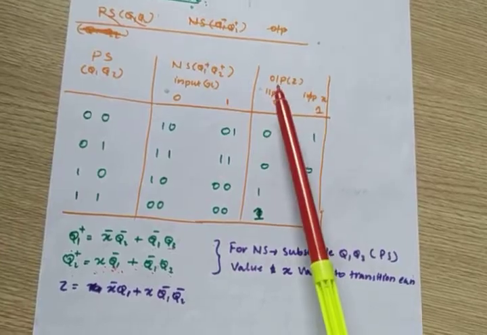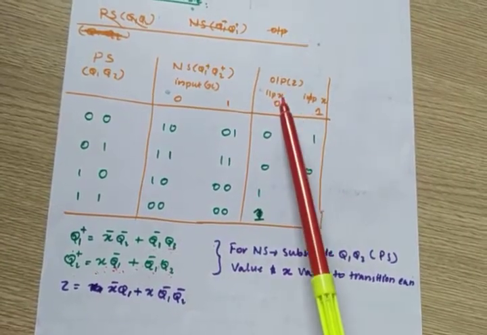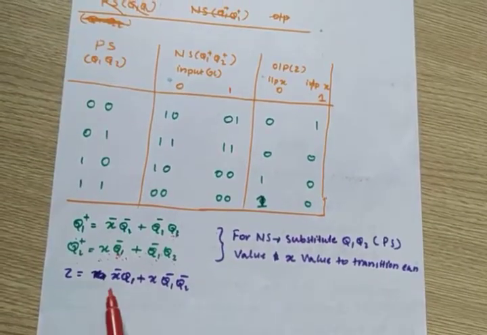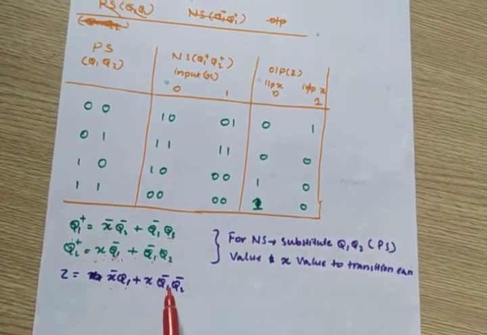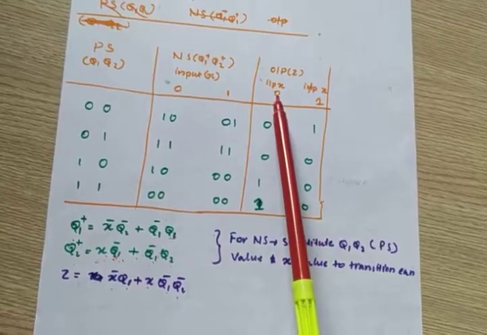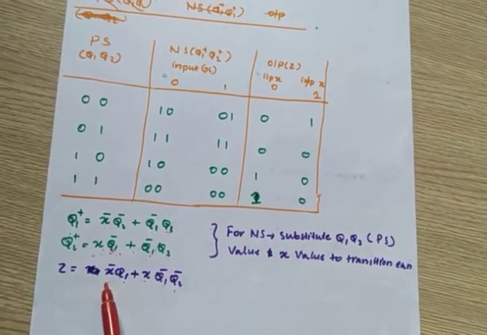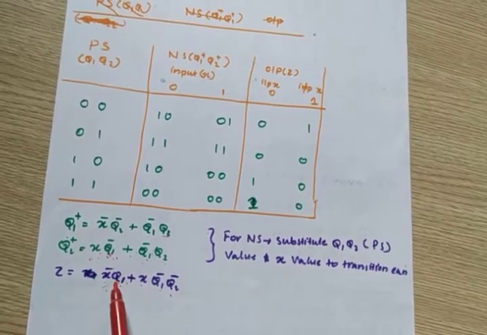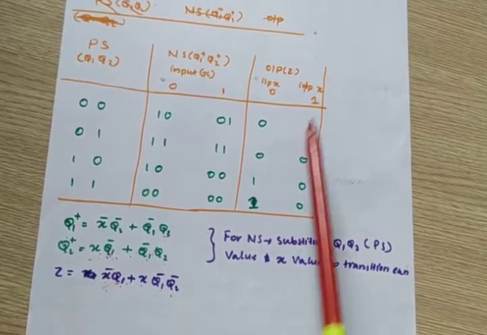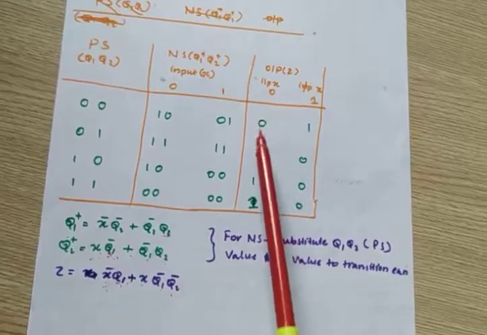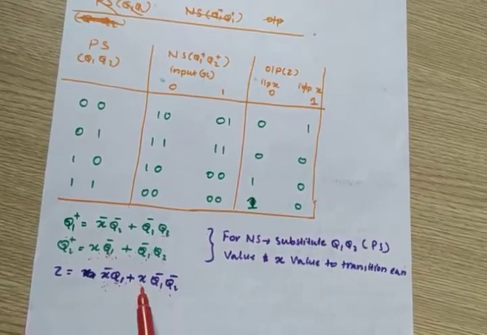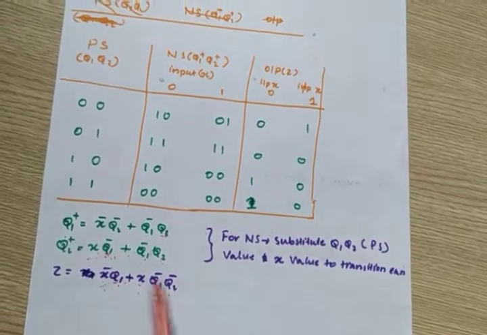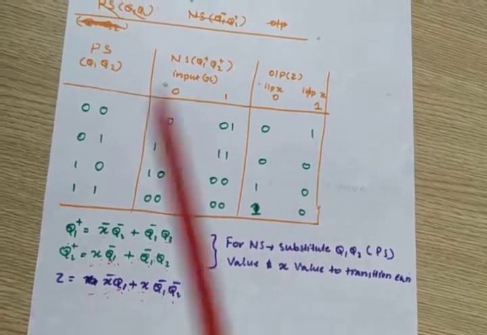Okay, so what is the output expression? Output is Z for input x equal to 0. What is the output? You know the output equation: x bar q1 plus x q1 bar q2 bar. Here input x equal to 0, so x bar is 1, and 1 into q1, which is 0, so this term is 0. And here next, x equal to 0, because we are taking 0 input, so this term is also 0. 0 plus 0 is 0 only.